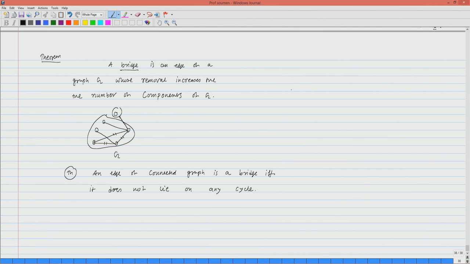And finally, a graph containing no bridges is called a bridgeless graph. Okay. So, now we are in a position to state our theorem.